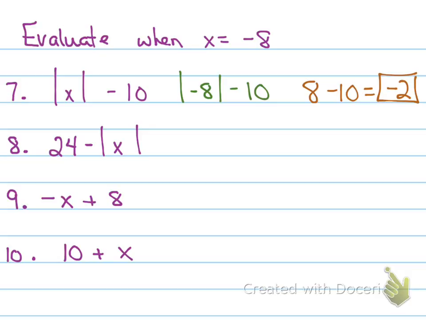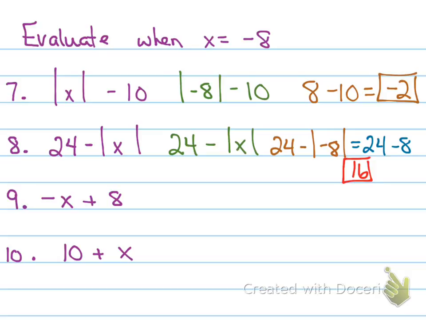Now on number 8, I'm doing 24 minus the absolute value of x. So that's 24 minus the absolute value of negative 8. That's not a double negative. The absolute value bars are not parentheses. I need to take the absolute value of negative 8, and what is it? Just 8, and now I subtract it because there's already a subtraction sign there. 24 minus 8 is 16.